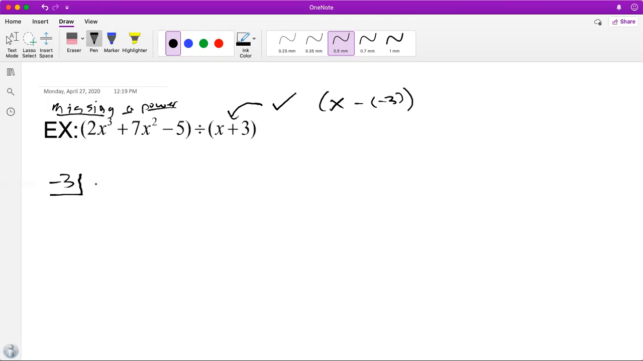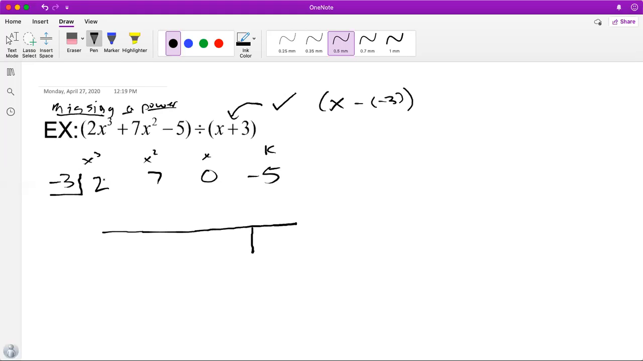The coefficient of x cubed is 2. The coefficient of x squared is 7. The coefficient of x is 0. You could think of there being a 0 there if you want to. And the coefficient of the constant term is -5. As a side note, if there was no constant term, then you put a 0 here for the constant term. Each power of x from the largest one down to 0 has to be represented somewhere: x cubed, x squared, x, and the constant.